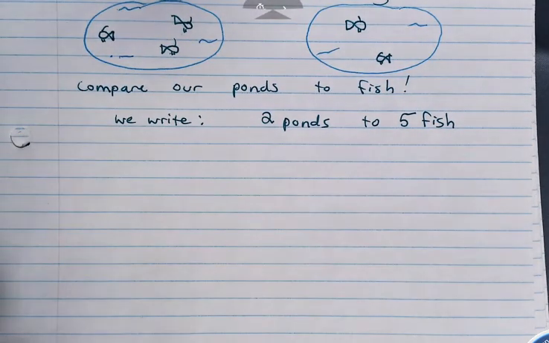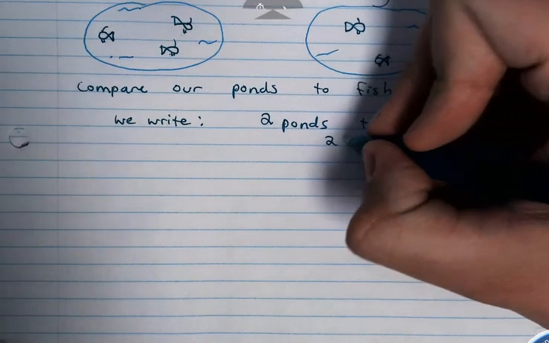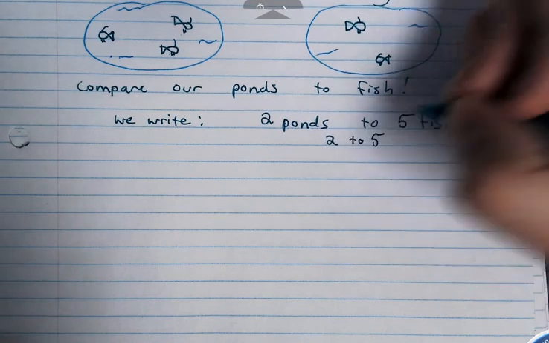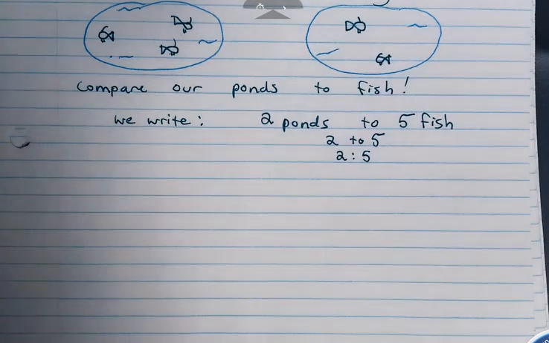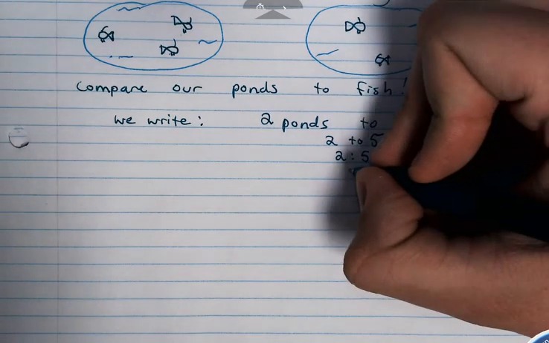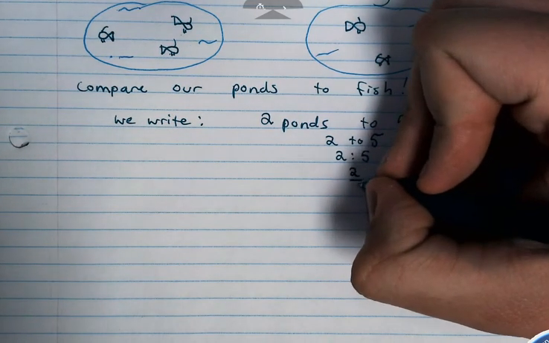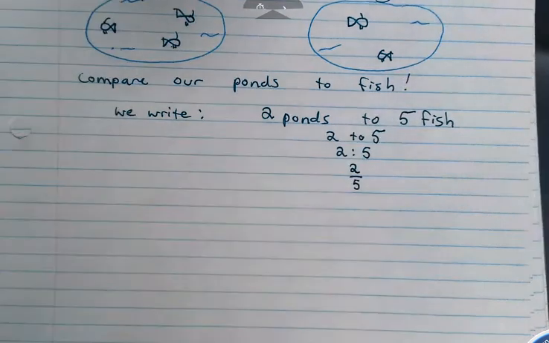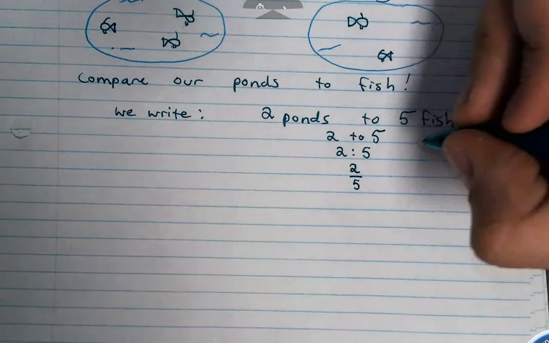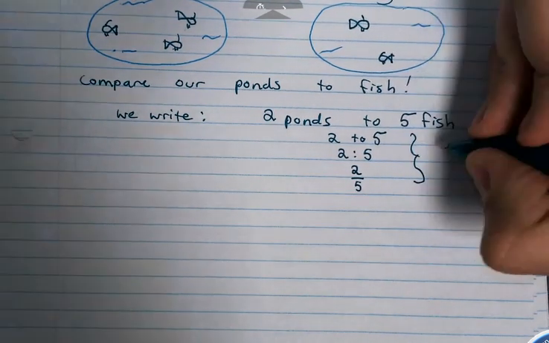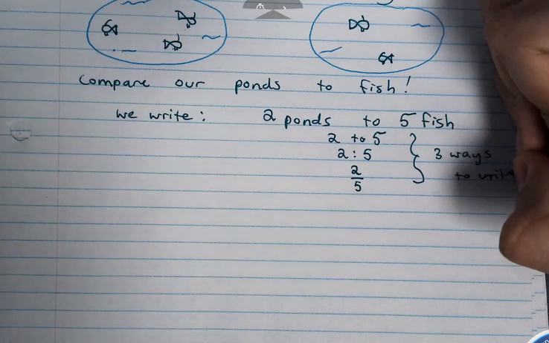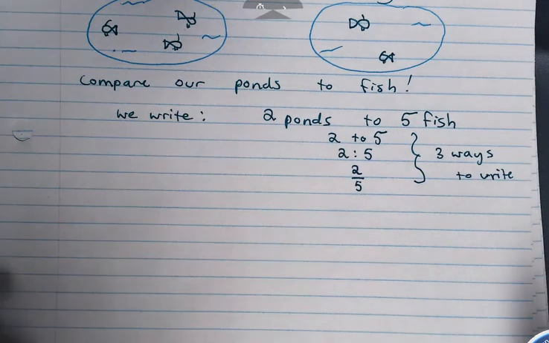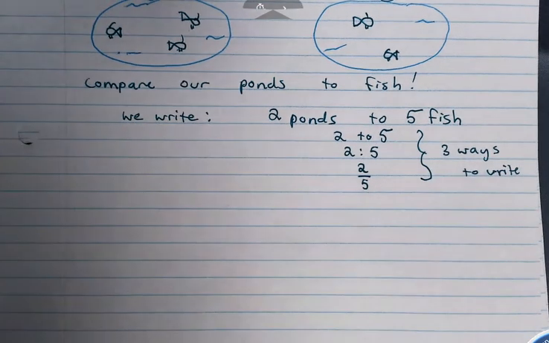Now, there are a couple of different ways we can write that without a whole bunch of text. Underneath, we could write it just like this, 2 to 5. We could also do it a little bit more sleek, 2:5. Or we could also do it as a fraction, 2 over 5. So these are all 3 different ways to write it.